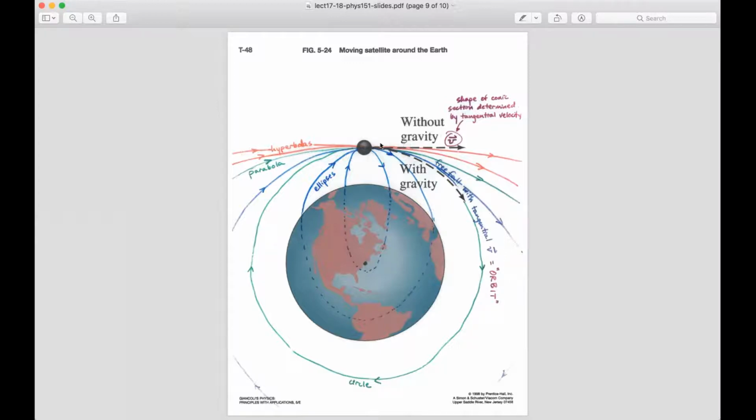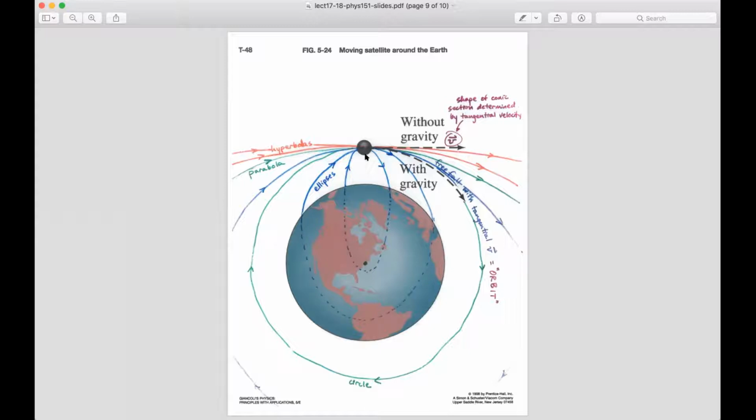Meaning that for every amount you go sideways, you fall gravitationally a certain amount vertically, but the ground curves away by that same amount vertically. If you're not going fast enough horizontally, then it turns out that this shape right here is not a circle. The shape of this orbit is elliptical.